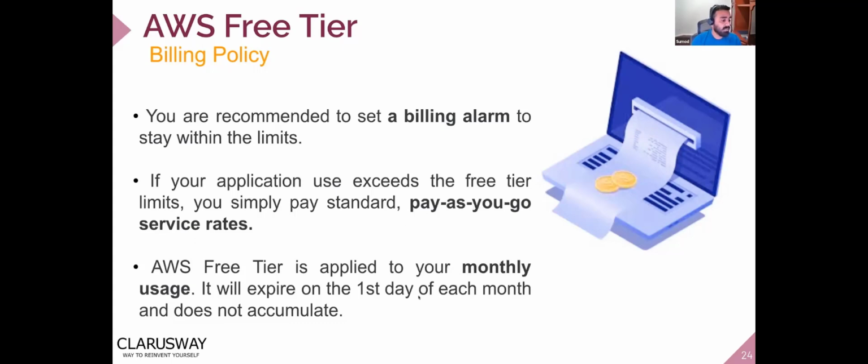AWS Free Tier is applied to your monthly usage. It will expire on the first of each month and does not accumulate. For example, just as an example, say AWS provides a free tier for EC2 T2 Micro instances that we can run for 10 days a month, and I use it for a month. If in the second month I didn't use it, it doesn't mean that the offer will be moved and accumulated to the third month. No, whether we use it or not, that free tier usage will expire on the first of every month. So that's a month end-to-end process.